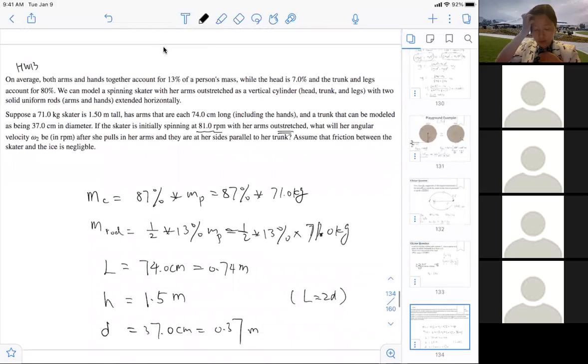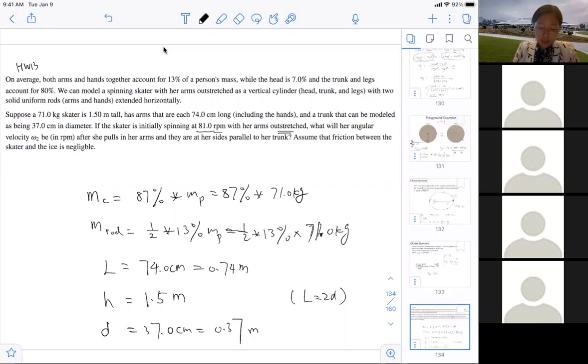Next, I wanted to take a look at this homework question. It was homework 13. It's not due yet, but it's coming up. It has to do with modeling the ice skater. Human bodies are complicated shapes, but here we attempt to model that by treating our body as a combination of approximately a cylinder and rod. Let's take a look at this question and solve it together.